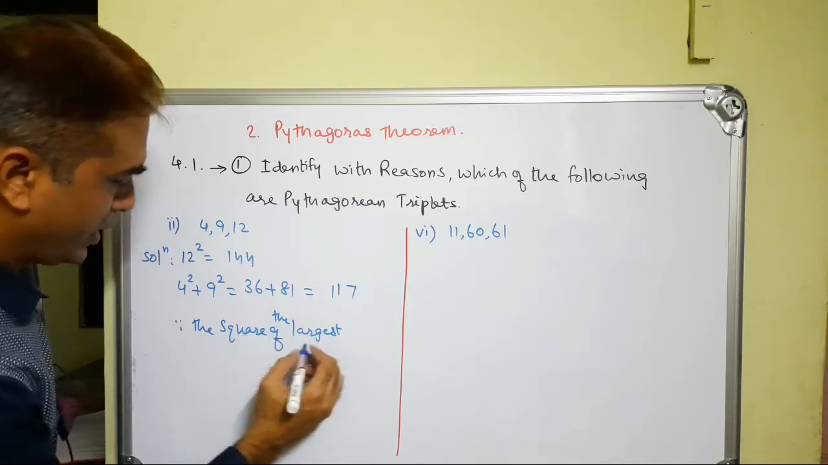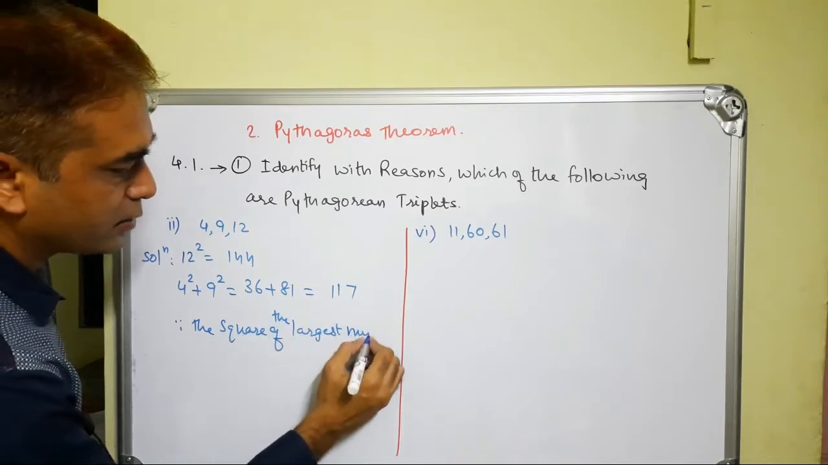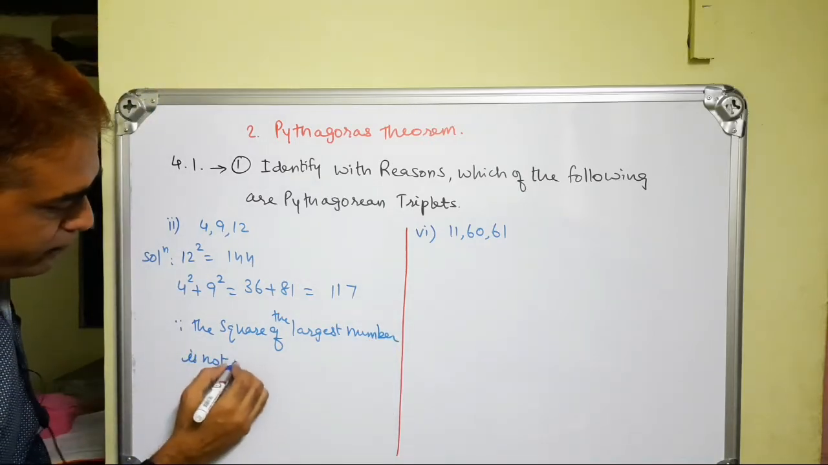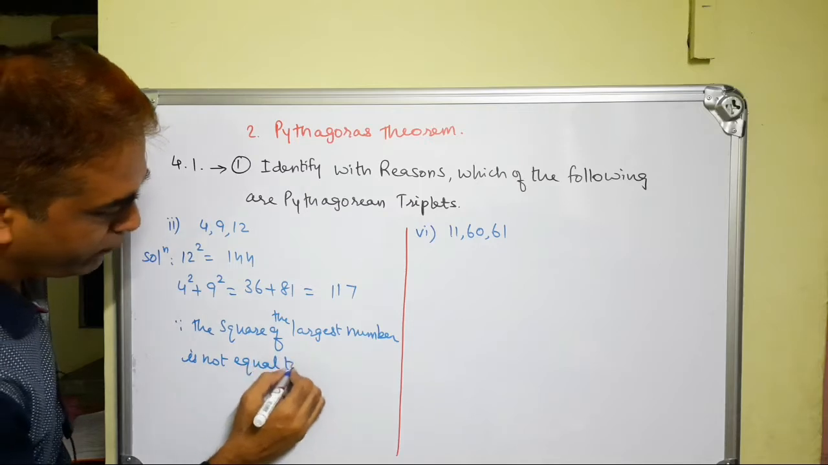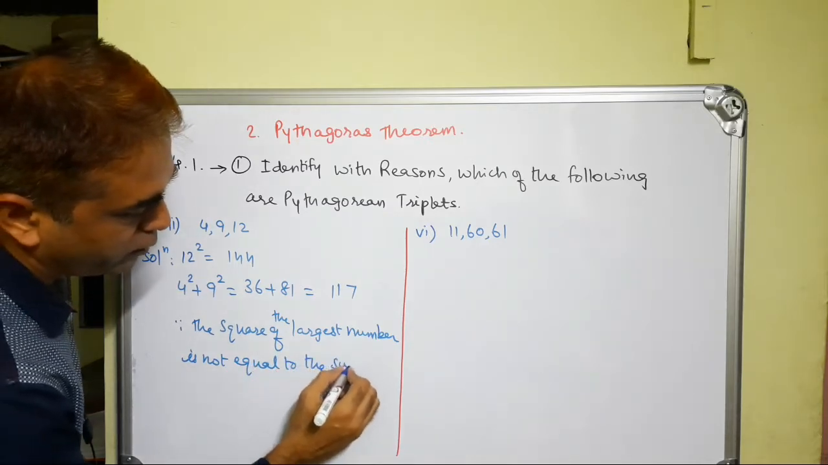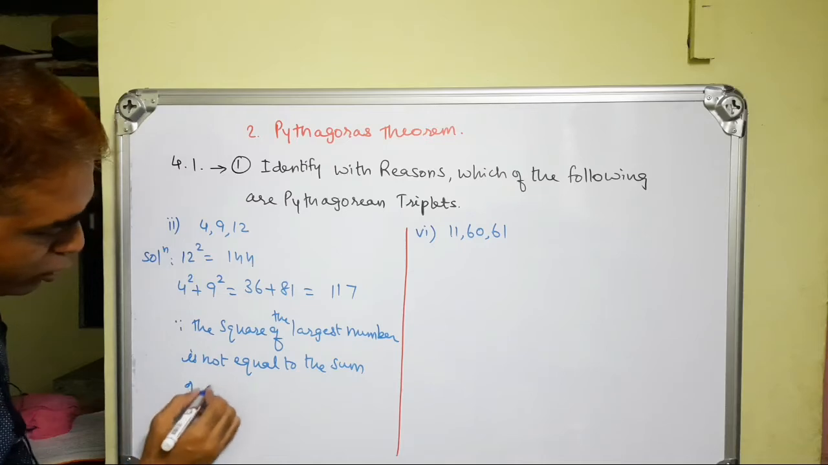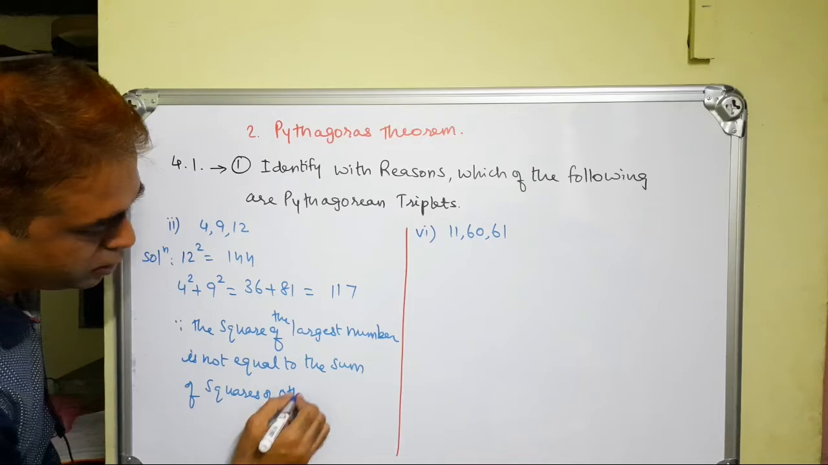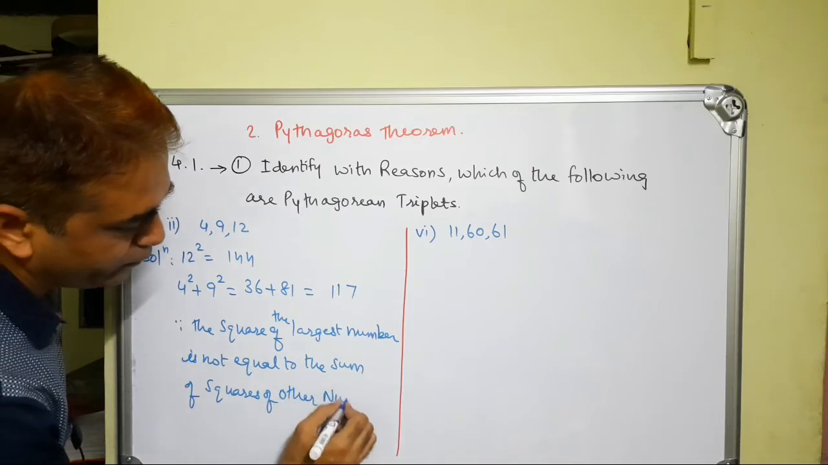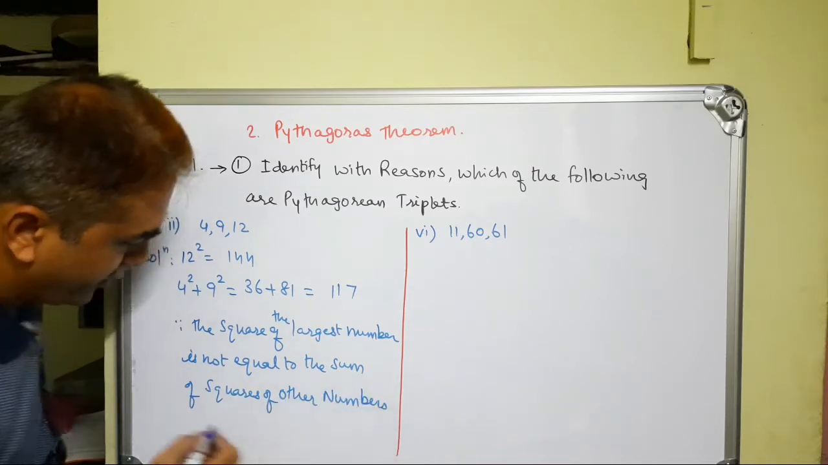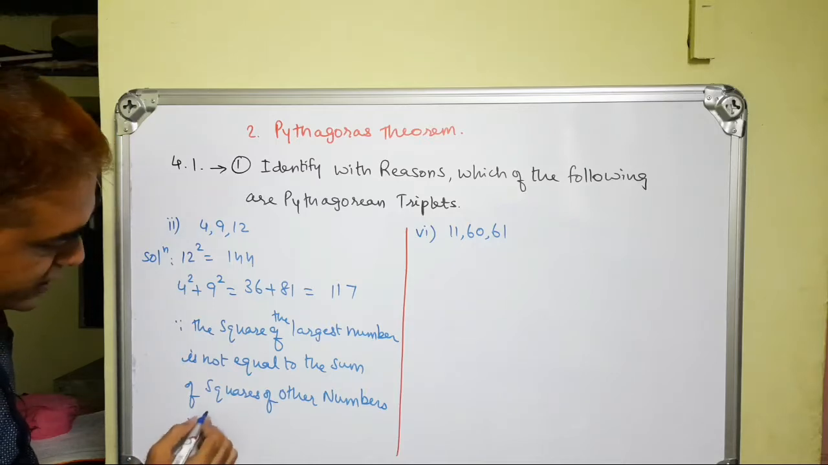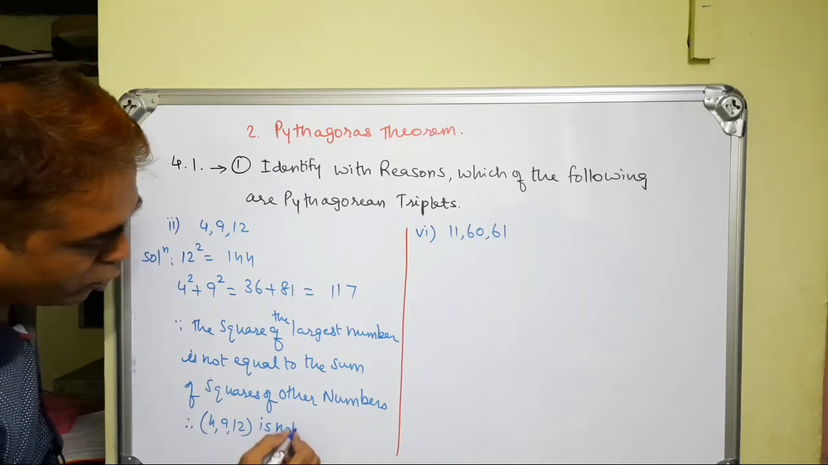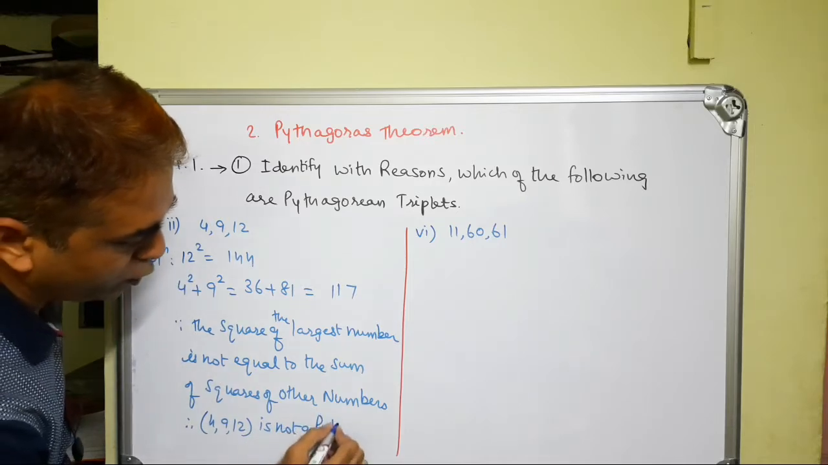Now here these two numbers are not equal, so we'll write that the square of the largest number is not equal to the sum of squares of other numbers. Therefore this set 4, 9 and 12 is not a Pythagorean triplet.